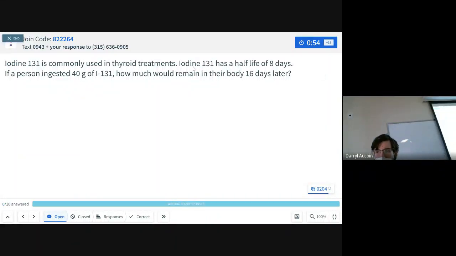So this was looking at iodine, and the iodine has a half-life of 8 days. So if you started on day 0 when they first give you this thing, they gave you 40 grams on day 0, and then it's going to take its time breaking down. This one, unlike the other ones that break down every couple hours, breaks down over the course of days. So it's going to take a little bit longer.